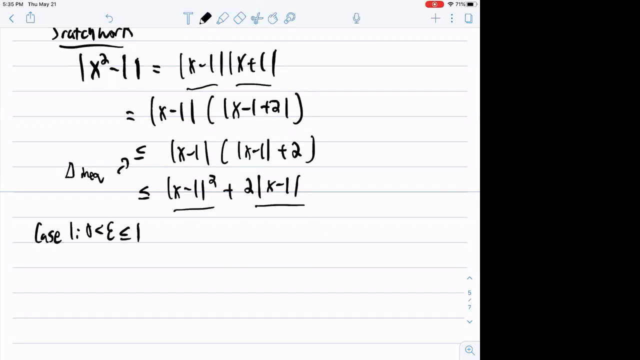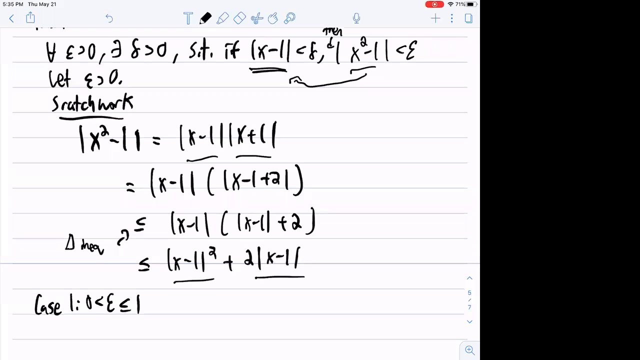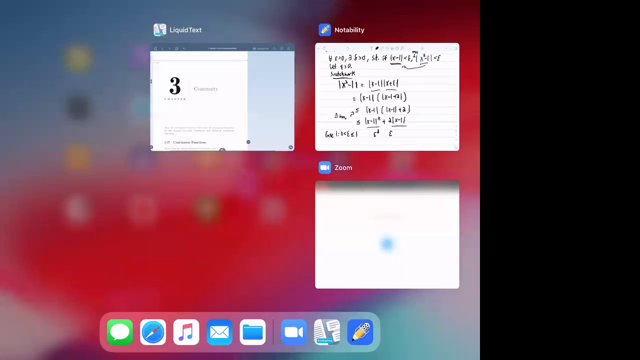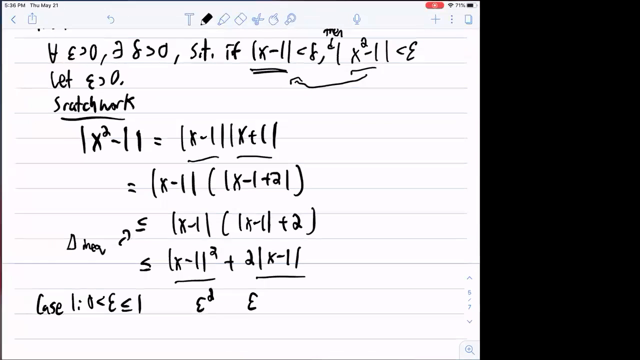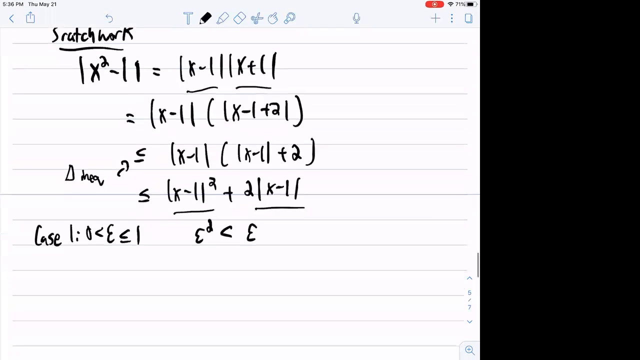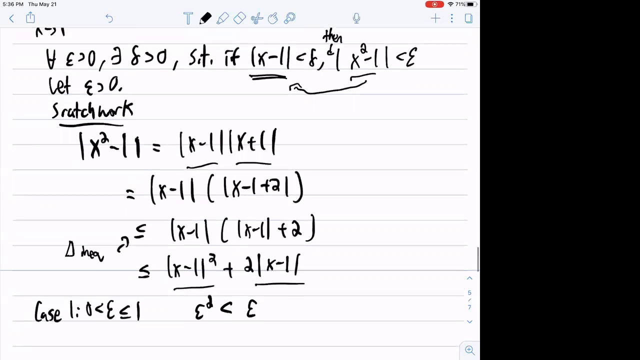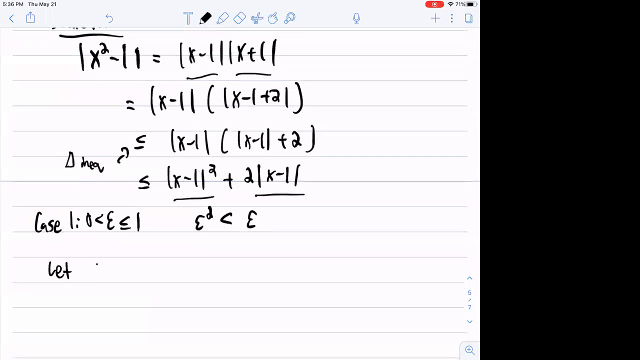In which case, what do I know about epsilon squared? How does epsilon squared compare to epsilon? Yeah, it's smaller, right? If you just think of a half squared as a fourth. So, you just guess a number, but hopefully you can see it. Let delta be, I'm going to guess epsilon over 4 should work.